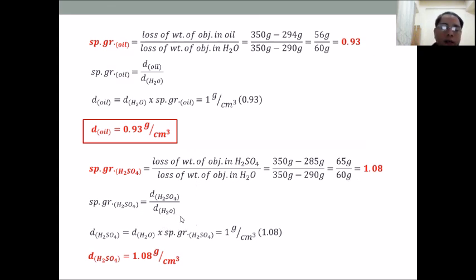So again, getting the density of the acid is to get the product of the SPGR, which is unitless, times the density of our water, which is 1 gram per cc. Therefore, giving us the density of our acid to be 1.08 gram per cc.